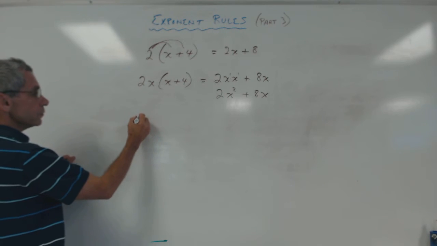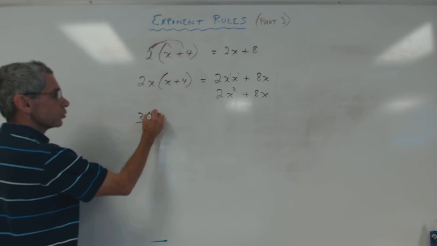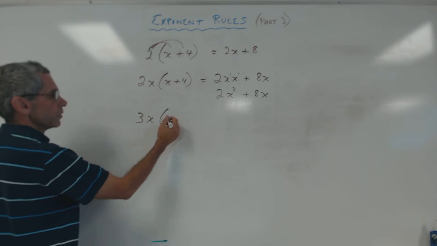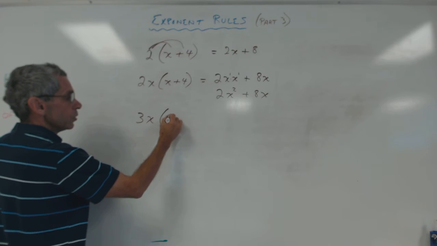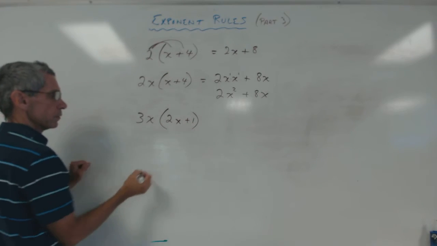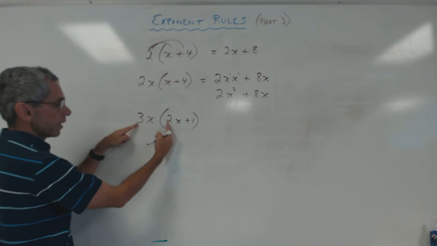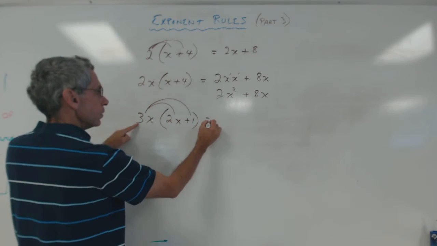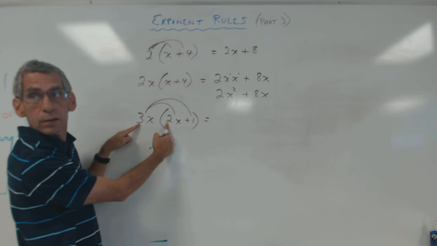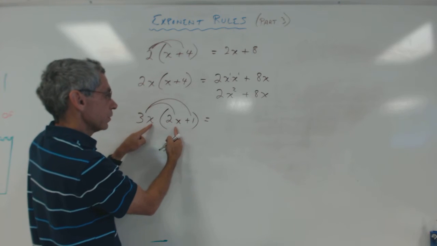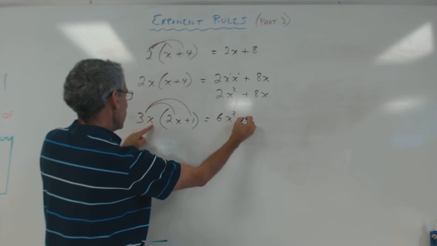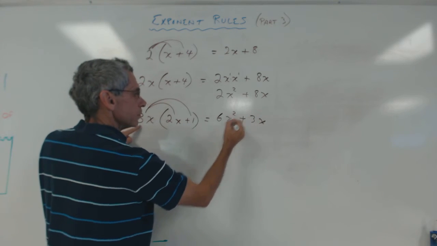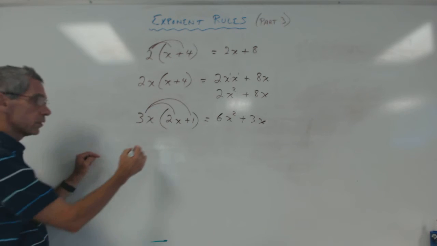Let's try another one. Let's just keep it simple for a second. 3x times 2x plus 1. I've got to do this whole thing times this, and then this whole thing times this. So 3 times 2 is what? 6. And then x times x, x squared. So 6x squared plus 1 times 3x, 3x, right? Make sense? Okay, let's try a harder one.